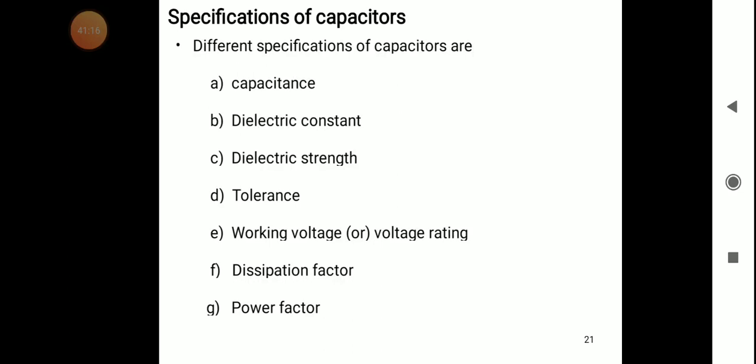We can see capacitance, dielectric constant, dielectric strength, tolerance, working or voltage rating, dissipation factor, and power factor. Again, we may have some more specifications also.